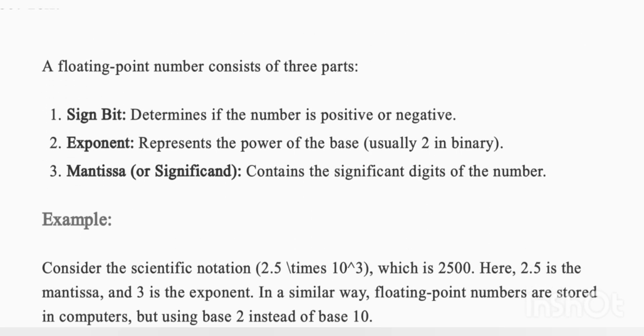A floating point number consists of three parts. One, sign bit, determines if the number is positive or negative. Two, exponent, represents the power of the base, usually 2 in binary. Three, mantissa, or significand, contains the significant digits of the number.